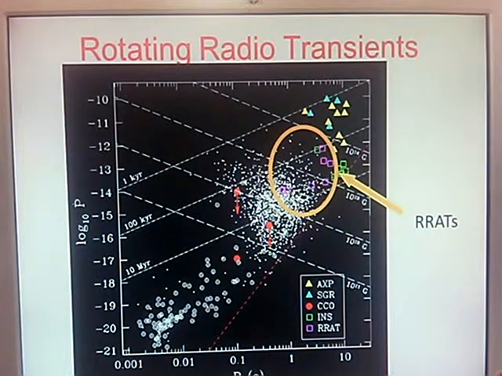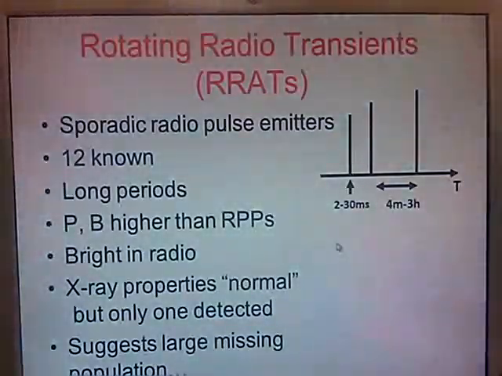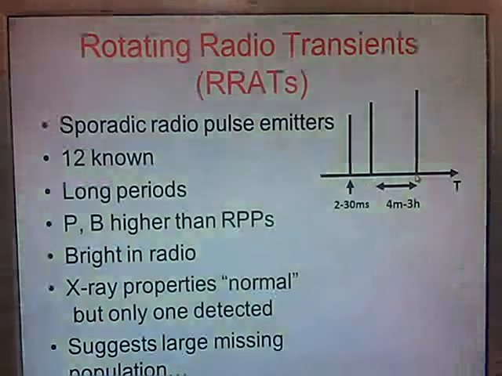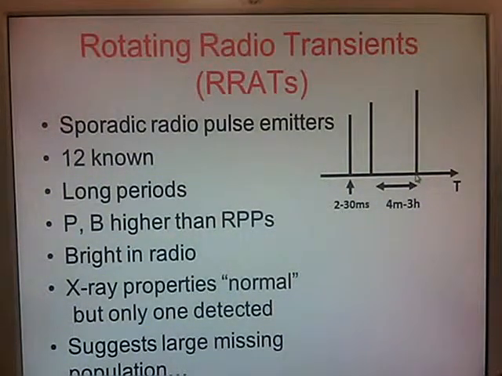Now, what about the rest of these guys? So the green squares, was it? No, the purple squares or pink squares here, the rotating radio transients. What are they? Well, they're sort of bizarre in that they have these radio pulses, but they are sporadic. It is not every single rotation, presumably. Something is going on there.